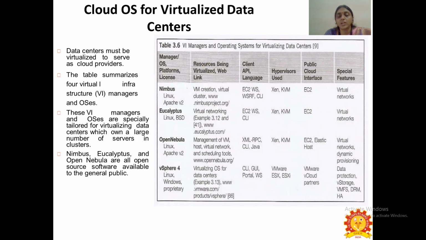When the public cloud interface is used, EC2 is used. In some platforms, we use Elastic Host along with EC2. And for vSphere, we use VMware vCloud partners. As special features, we have virtual networks along with dynamic provisioning and data protection, vStorage, VMFS, DRS, and HA, all of which are special features for the given platform.